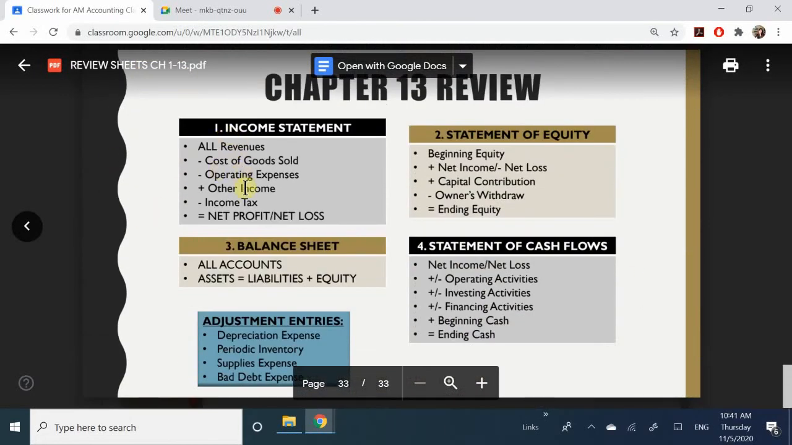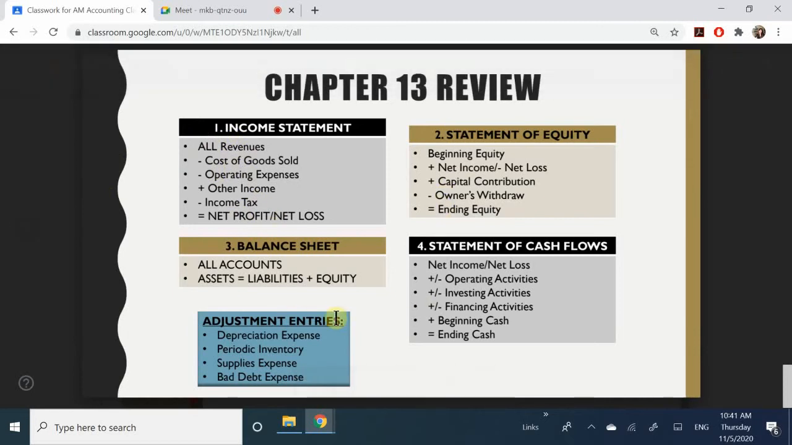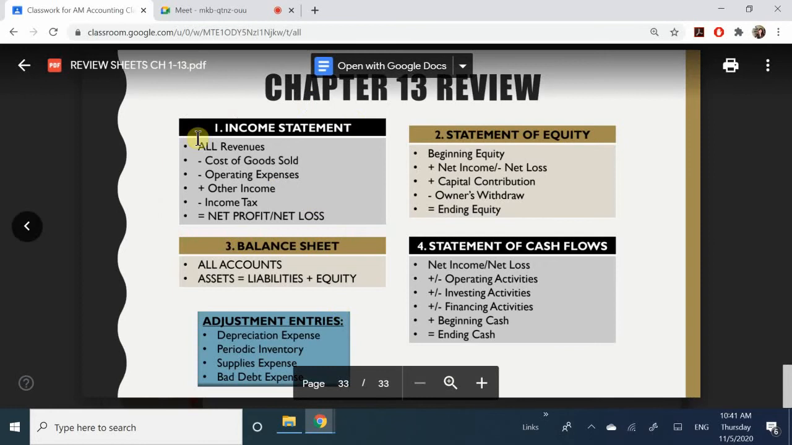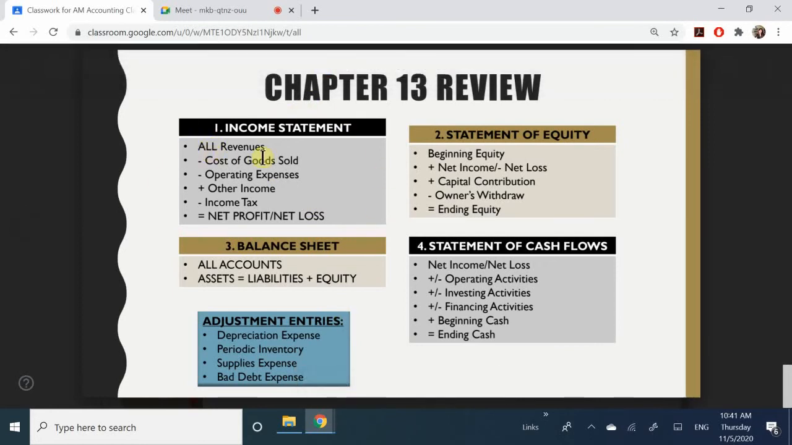Here is just a little guideline on how to successfully build each financial statement. You will have to build the income statement. Make sure you have all of your sales, minus out your cost of goods sold, minus out your operating expenses, add any extra income to get either a net profit or a net loss. Remember, if it's a positive number, you have a net profit. If you have a negative number, you have a net loss.